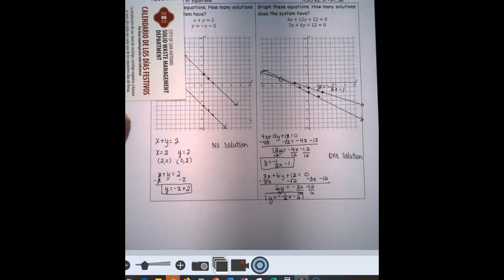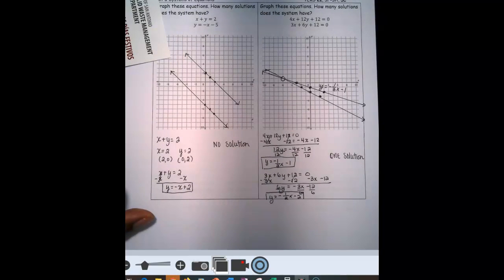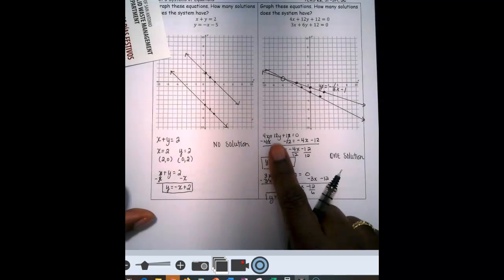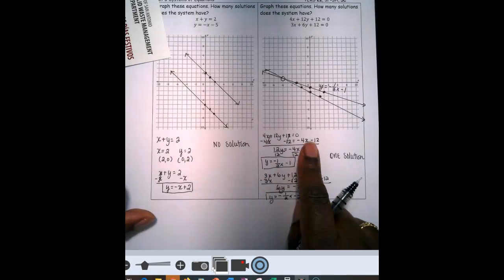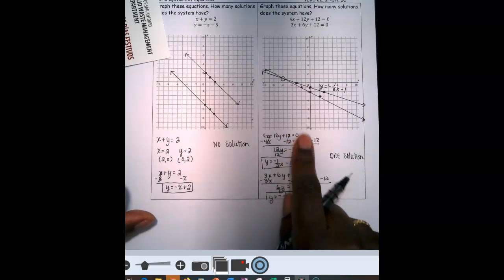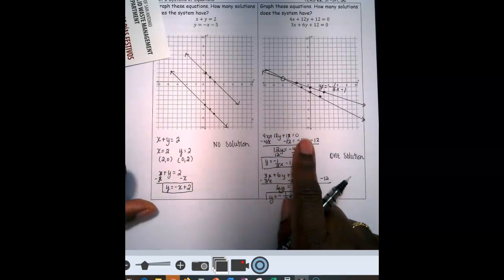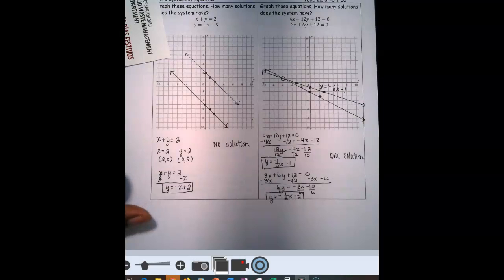Now maybe some of you are wondering if we could have done the cover-up method here. Yes, we could have, but you just have to remember that if you're going to use the cover-up method, then the constant has to be on one side by itself. So it has to be Ax plus By equals C in order to use the cover-up method like it is here. So that's also another way that you could have done it.